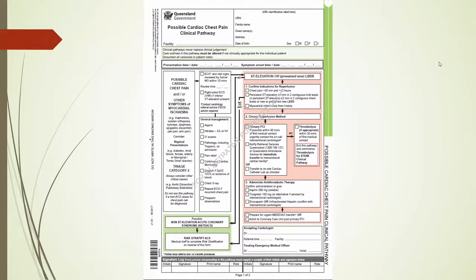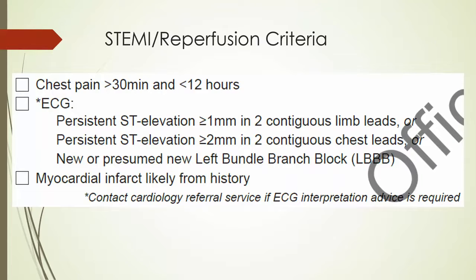So this is the Queensland Health Possible Cardiac Chest Pain Clinical Pathway, and it really is a great resource for helping you to manage patients with possible cardiac pain. It gives you step-by-step instructions on both investigations and management, and as you can see, the ECG is the first investigation required. Now, it should be reviewed within 10 minutes, ideally by a senior medical officer, but that's not always possible. Now, we're going to go through the ECG criteria for reperfusion, so let's focus on those.